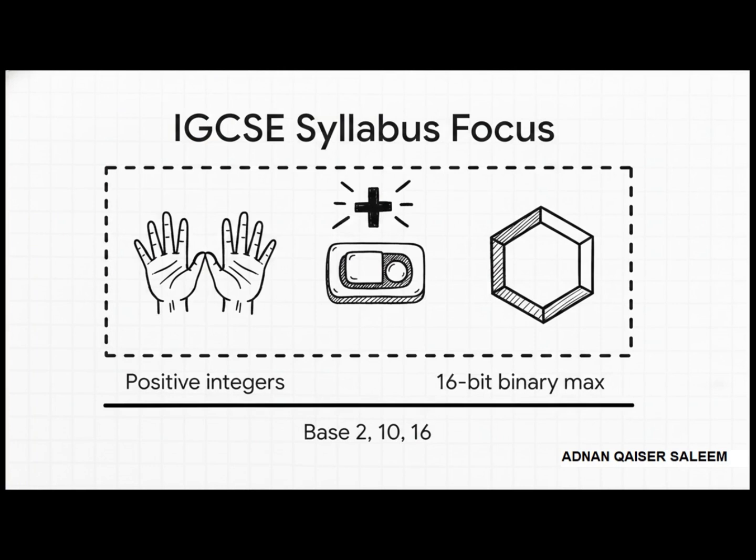So before we dive into the math, here's some really good news straight from your syllabus. We're only dealing with positive integers today, and we max out at a 16-bit binary length. Phew, that makes these conversions way simpler. For the exam, you're responsible for understanding three specific systems: denary, which is base 10, binary, which is base 2, and hexadecimal, which is base 16.